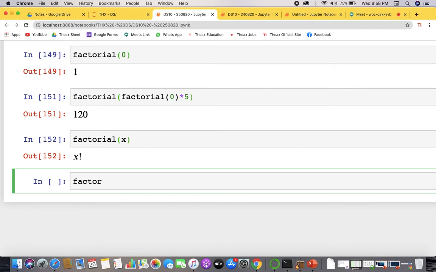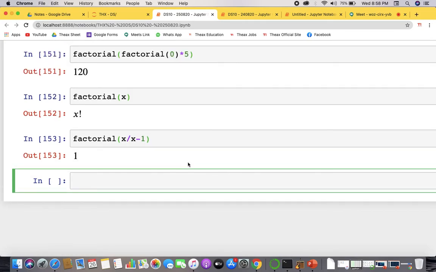So factorial of any binomial, like x divided by x minus 1, the factorial of this will lead to 1, and all those things. Okay, yeah. So next thing.